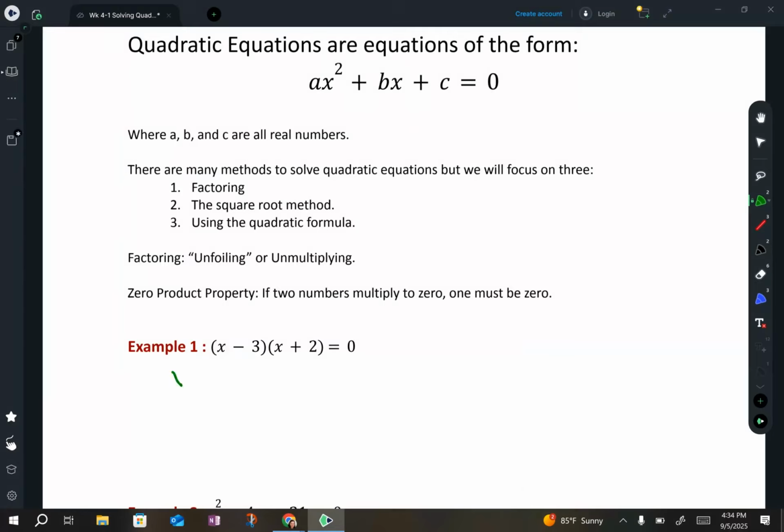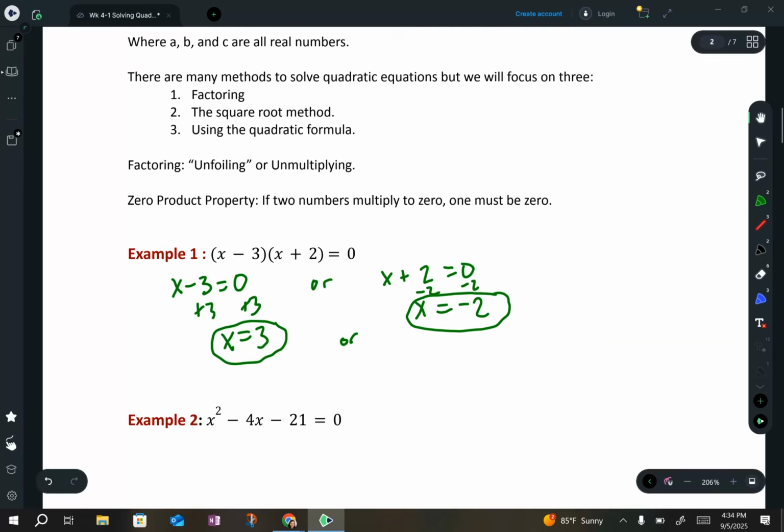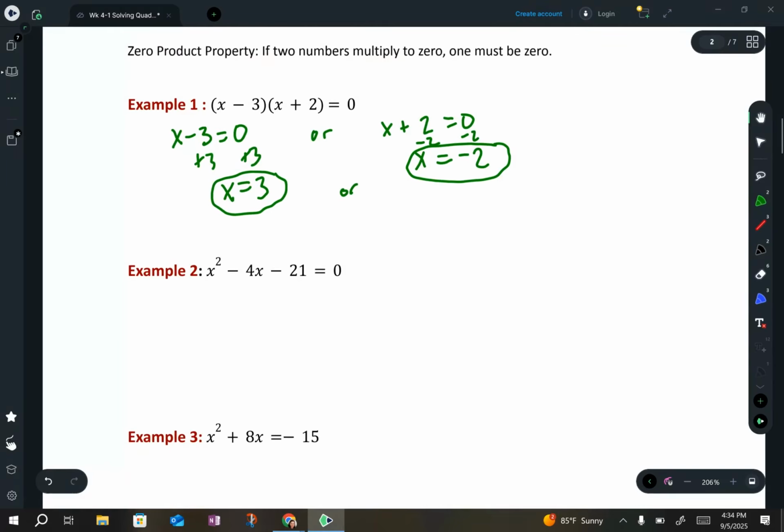So that means that either x minus 3 has to be equal to 0, or x plus 2 must be equal to 0. We can solve these pretty easily. The first one is 0 when x equals 3. The second one is 0 when x equals negative 2. Subtract 2 from each side. So our solutions are either x equals 3 or x equals negative 2. If we have our quadratic equation already factored, it's very easy to use the zero product property and solve it.